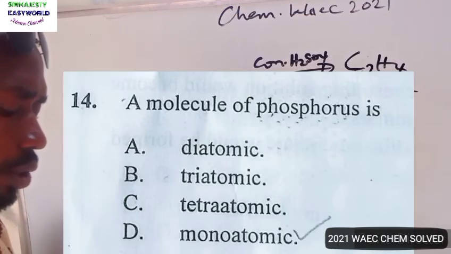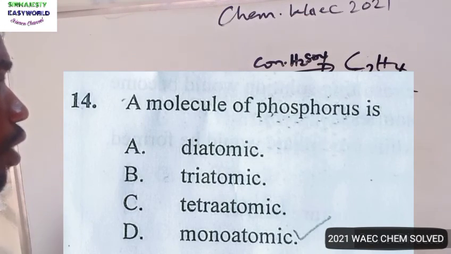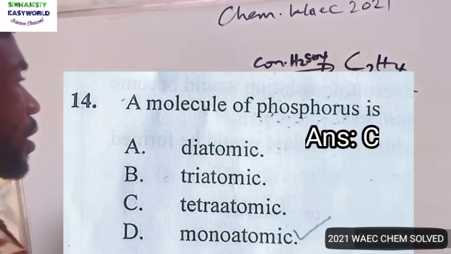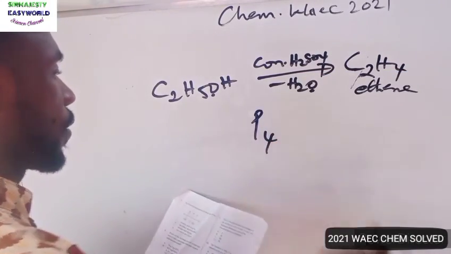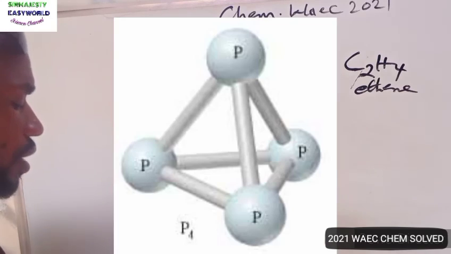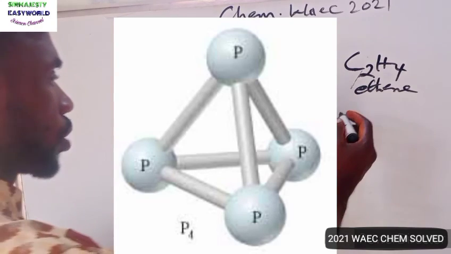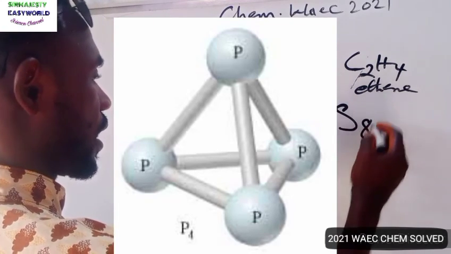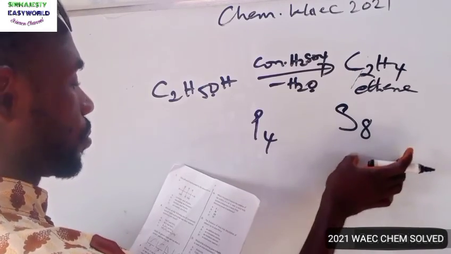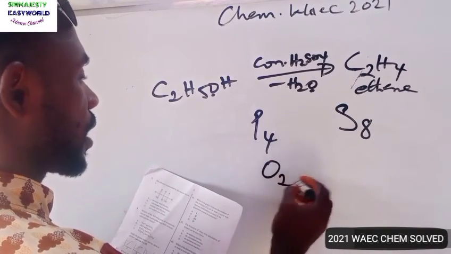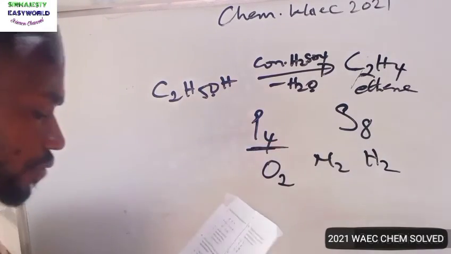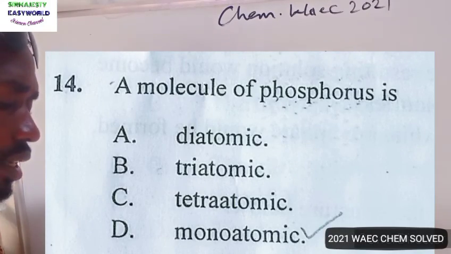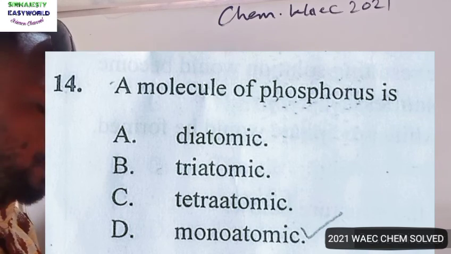Then number 14 says a molecule of phosphorus is a tetraatomic molecule. Phosphorus occurs in the form of P4, as you can see there on the screen. Then one should also know that sulfur is S8, that's octaatomic. Oxygen is diatomic, nitrogen diatomic, hydrogen diatomic. But this phosphorus molecule is a tetraatomic molecule, which is option C.